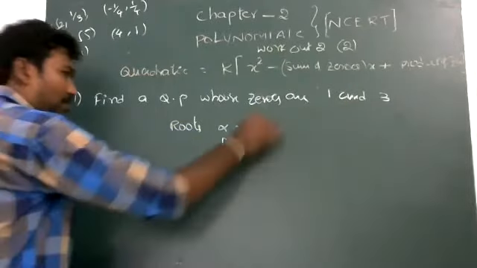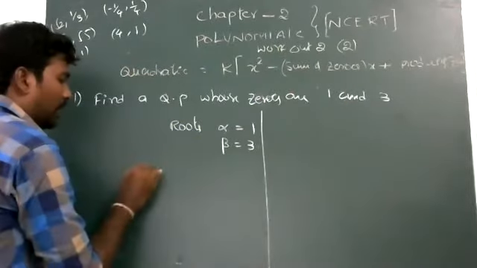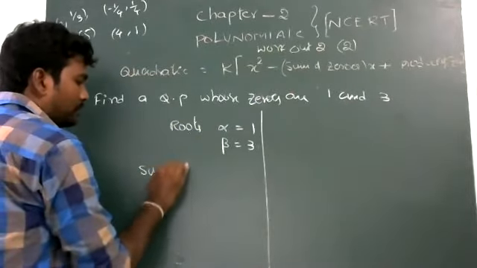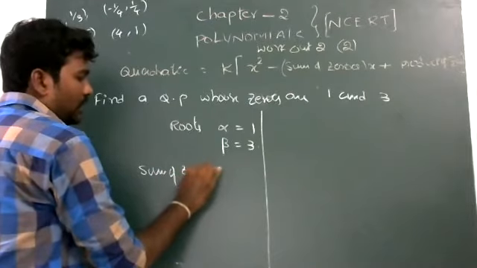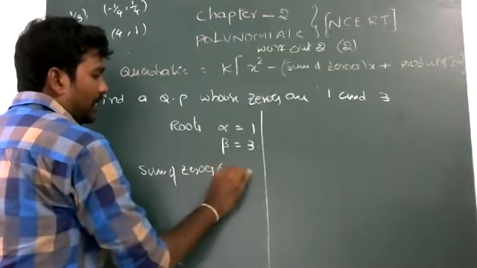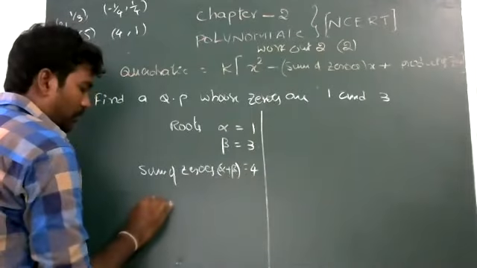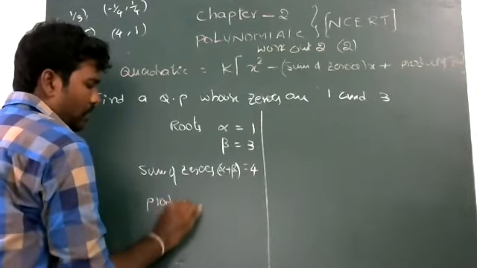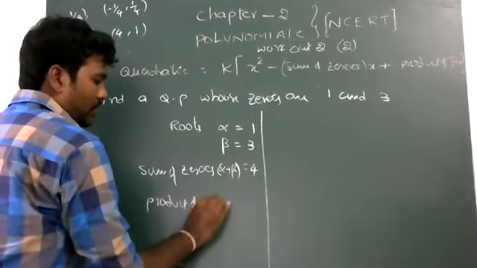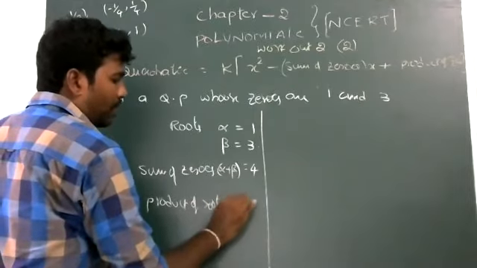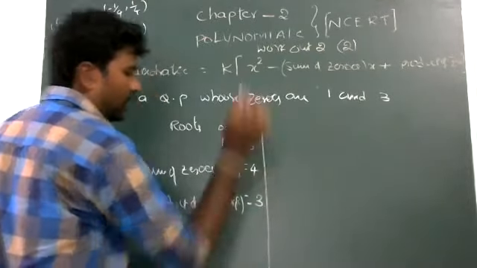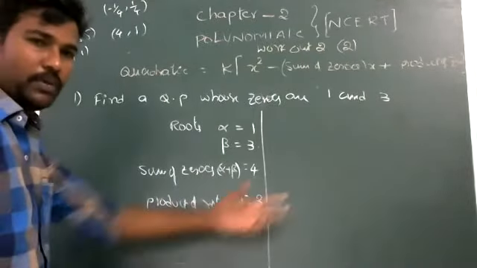Same process, same problem. First of all, find the sum of zeros. Alpha plus beta equals 1 plus 3, how much? 4. Product of roots, nothing but zeros, alpha beta equals 1 into 3. Now can you solve the remaining part?